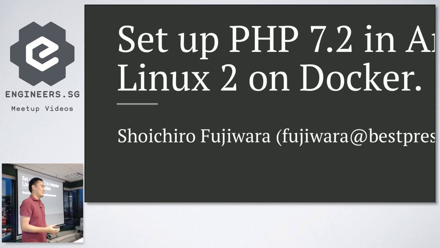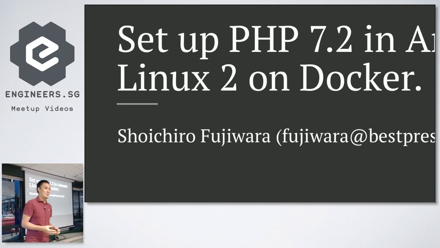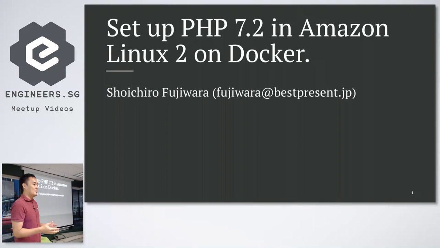I'm a software engineer in a web media company which specializes in GIFs. We have several websites. We host them on Amazon Web Services, AWS, and all of the sites are powered by PHP, not only 7.2, but older versions. But we are moving to use PHP 7.2 in all our websites. Today, I'm talking about setting up PHP 7.2 in Amazon Linux 2 on Docker.